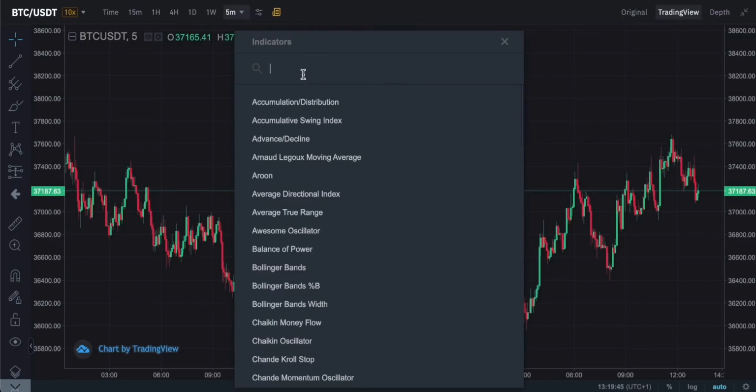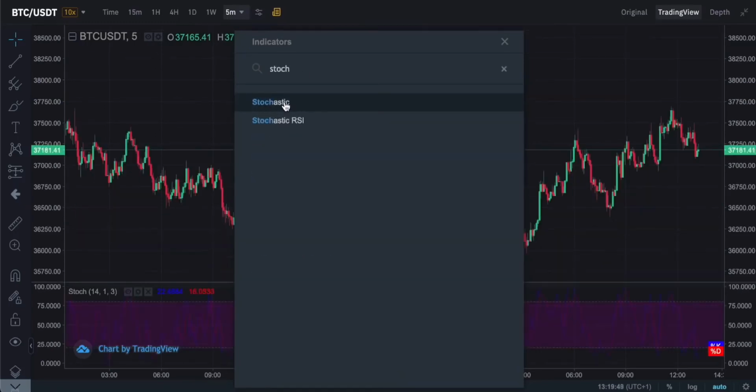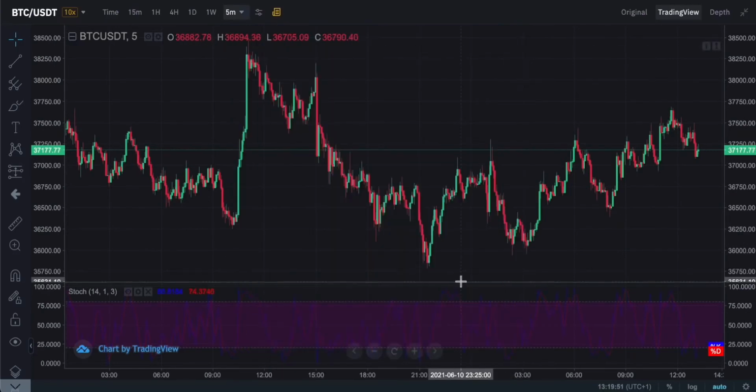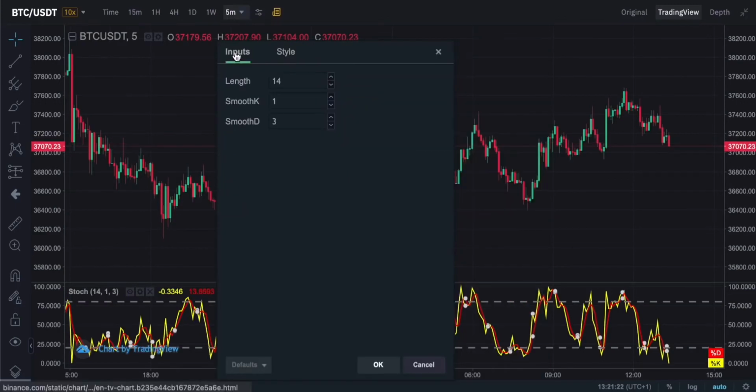Come to your indicators right here and then just type in stochastic, and we're going to choose stochastic right here. You can see it comes up at the bottom of the chart now. I've changed around all the styles to make it easier to see. You can do that to your preference. In terms of inputs though, you can see the length 14, smooth K1 and smooth D3. You can leave these as normal.